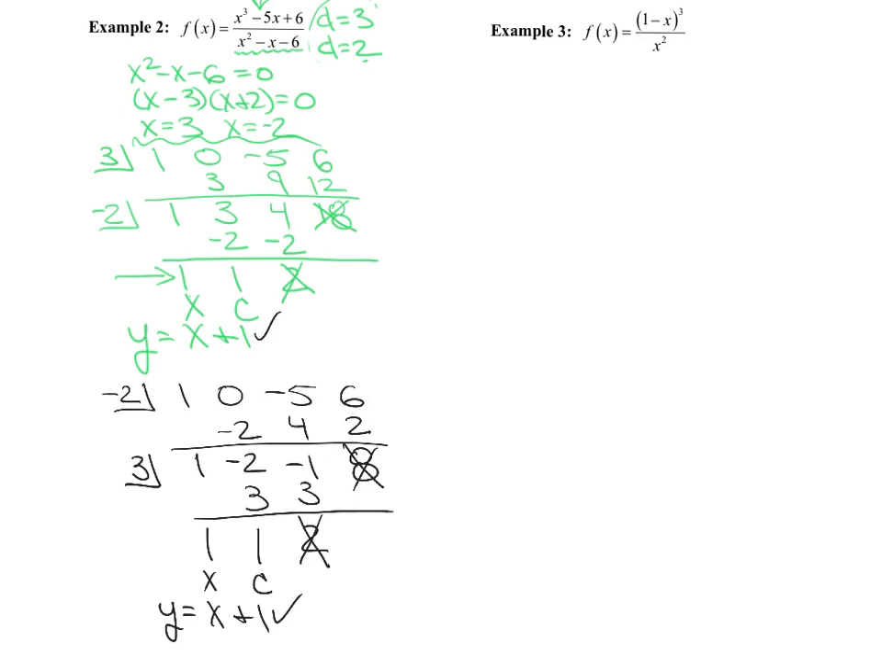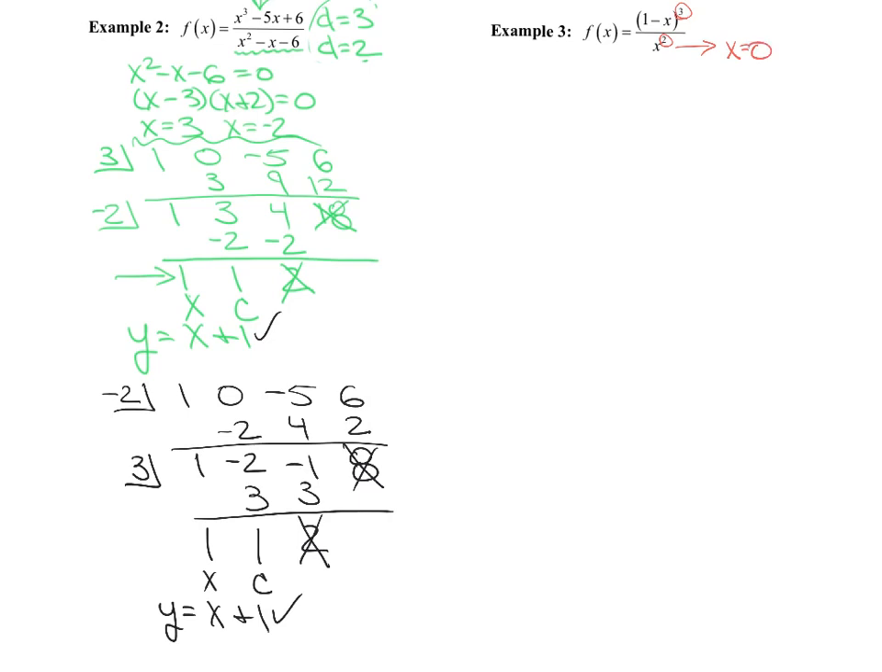Moving on to example 3, the degree of the numerator is 3. The degree of the denominator is 2. That's exactly one more, so there is a slant asymptote in this graph. To determine how you do the synthetic division, you look at what makes the denominator 0. Now, 0 makes the denominator 0.